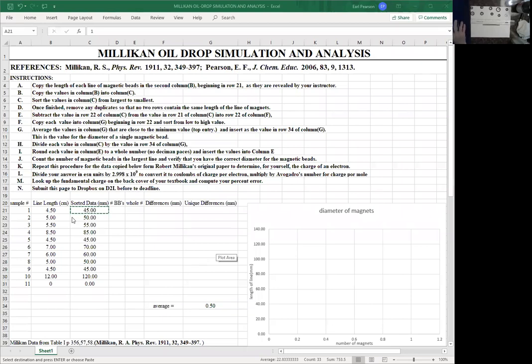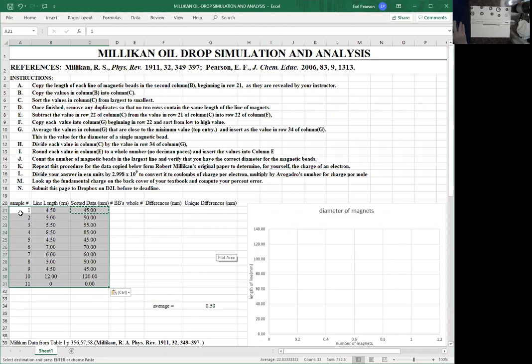Okay, so what I've done is I've taken this value and I've multiplied it by 10 and put it here. Then I took this value, multiplied it by 10 and put it here. This gives me now data in millimeters of millimeters. And I'd prefer to use millimeters. Now I'm going to sort it.